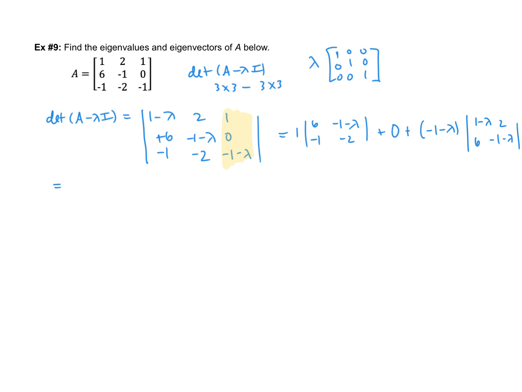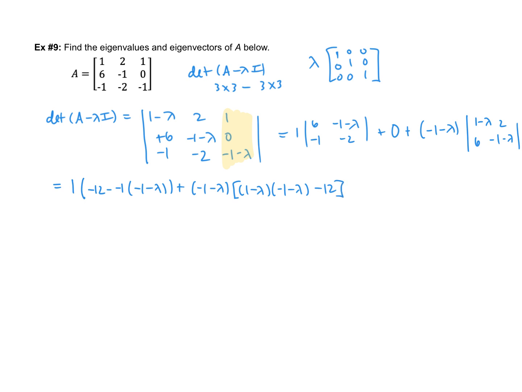Okay, so what that gives me then, I have 1 multiplied by negative 12 subtract negative 1 multiplied by negative 1 subtract lambda. And then for the other matrix, I have negative 1 subtract lambda. And that is multiplied by 1 subtract lambda, negative 1 subtract lambda, subtract 12.